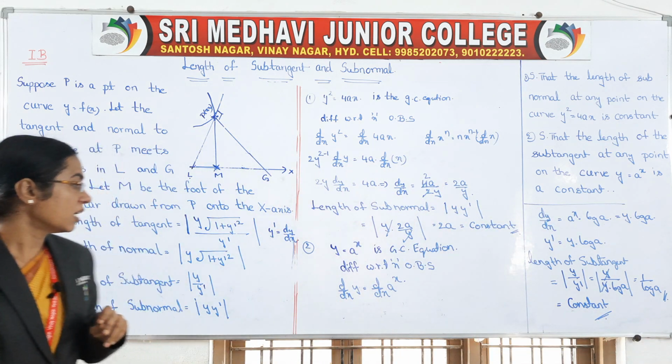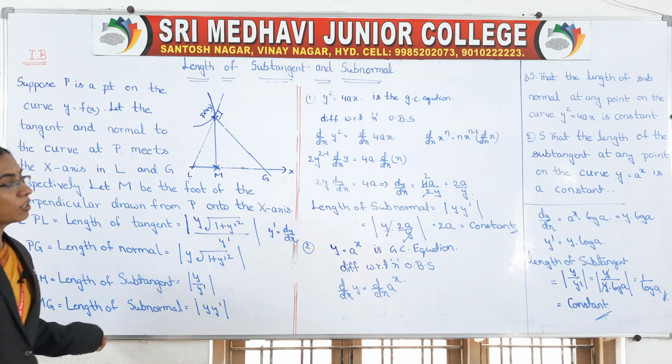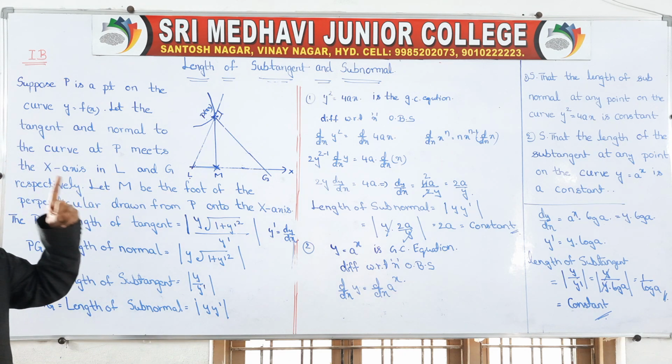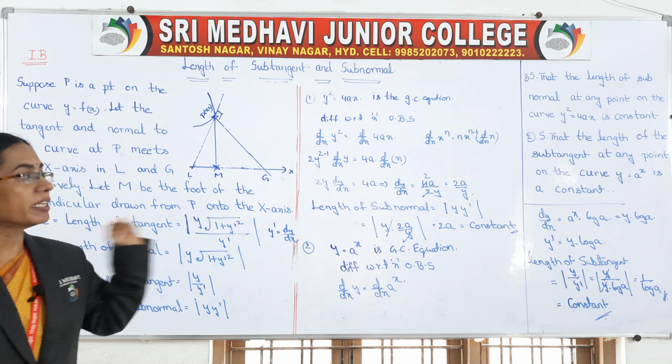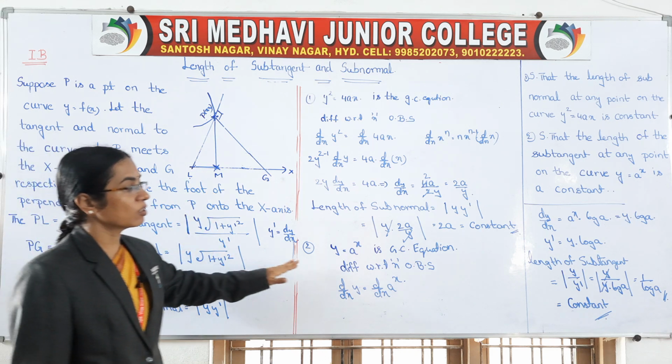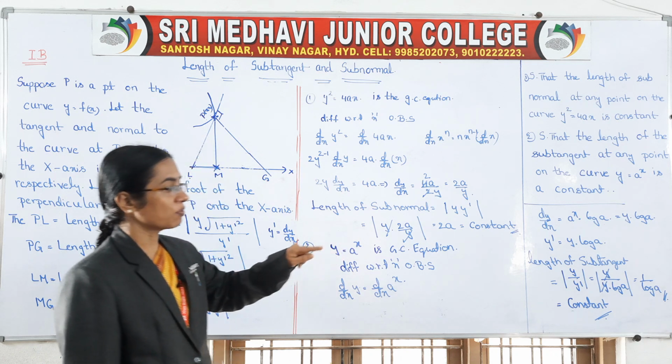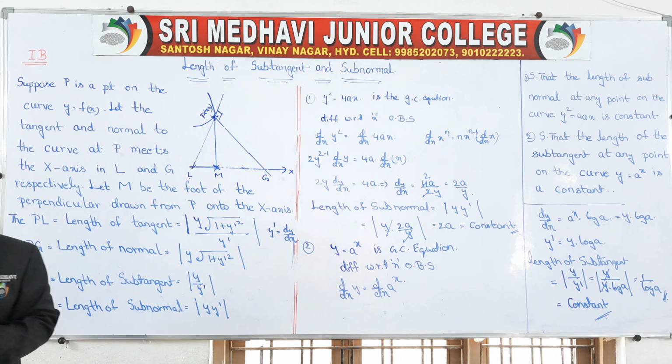Okay, so this is the question. So we did 2 problems. In the first question we have to prove that the length of subnormal is constant, and in the second question we have to prove that the length of subtangent is constant.